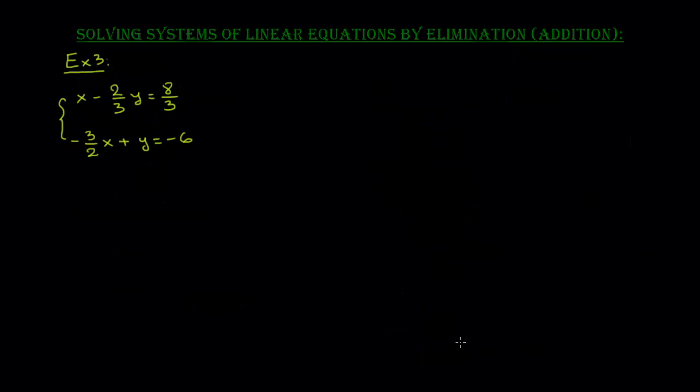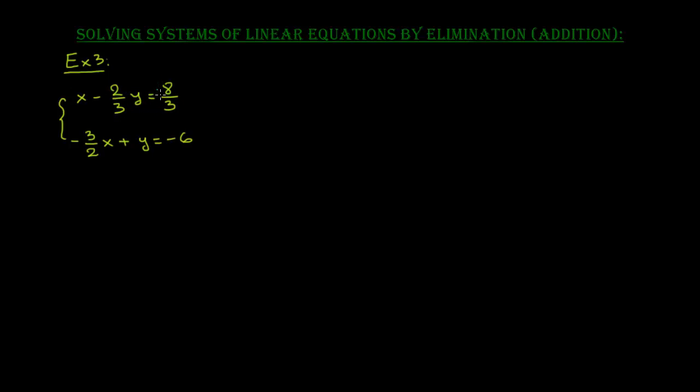In example 3, we have x minus 2/3 y equal to 1/3 and -3/2 x plus y equal to -6. So we're going to solve the system of linear equations by elimination. First of all, we see that we have fractions, and I believe most of us don't like fractions. So I'm going to show you a tip on how to get rid of these fractions.